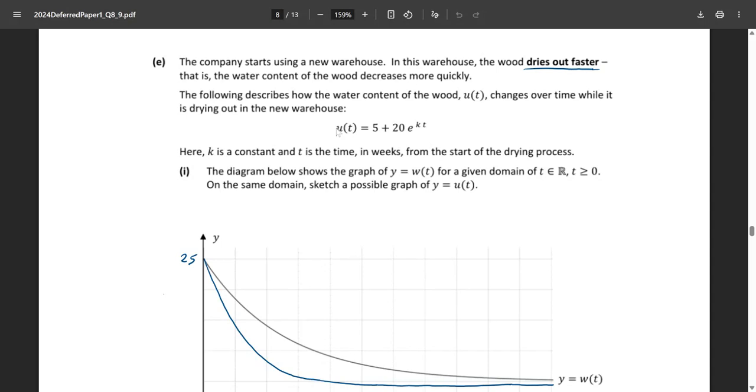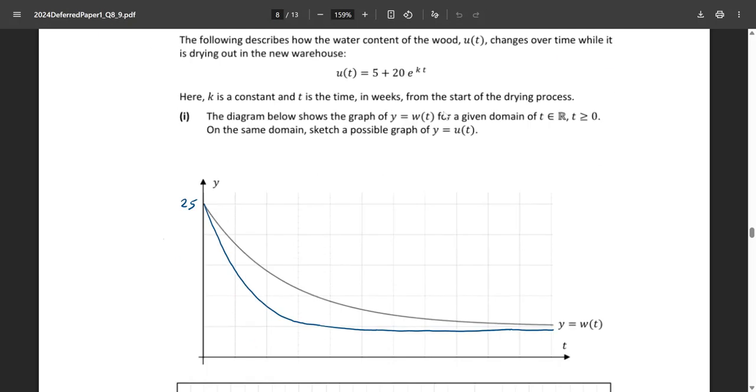And this is the new function that describes the percentage of water left in the wood. So it's different to the W function. Okay, and the thing is, we don't know what K is. K is some number, we just don't know what it is at the moment. Now, on the graph below, what's drawn for us, this one here, is what's given to us. We're given W t as a graph. So you can see here that the percentage of water is reducing all the time until it gets to the 10% eventually, or lower. So the percentage of water, it starts at 25.